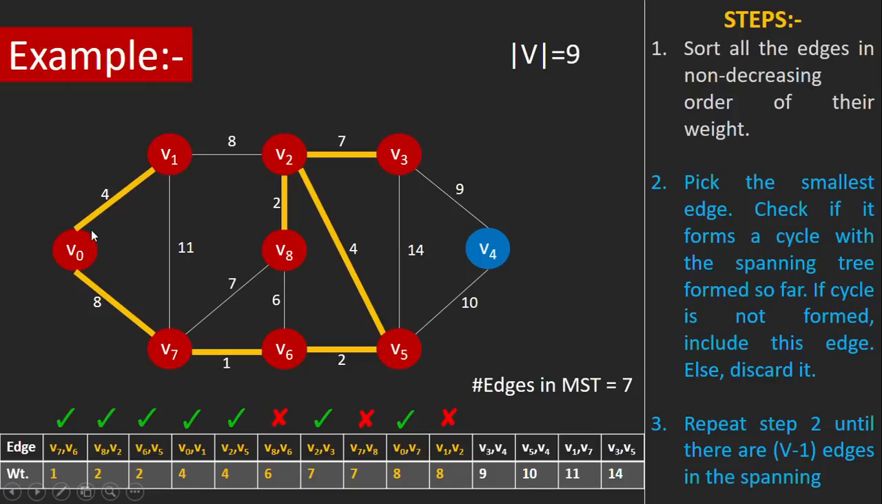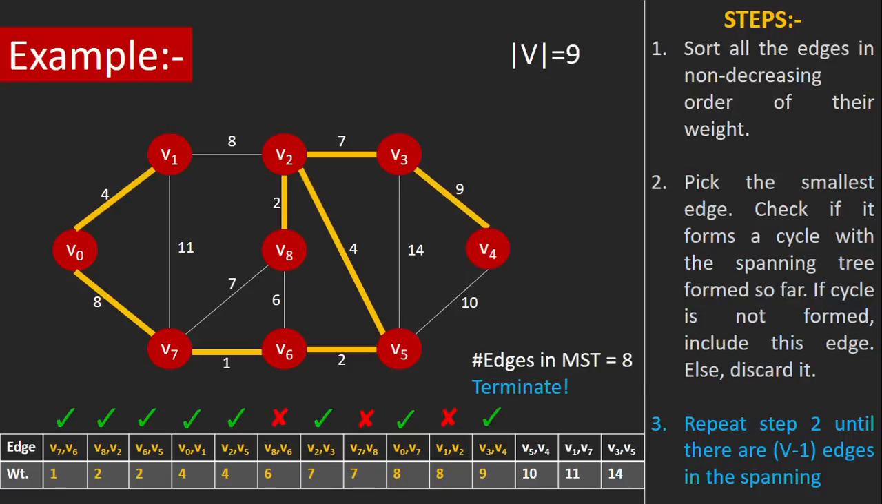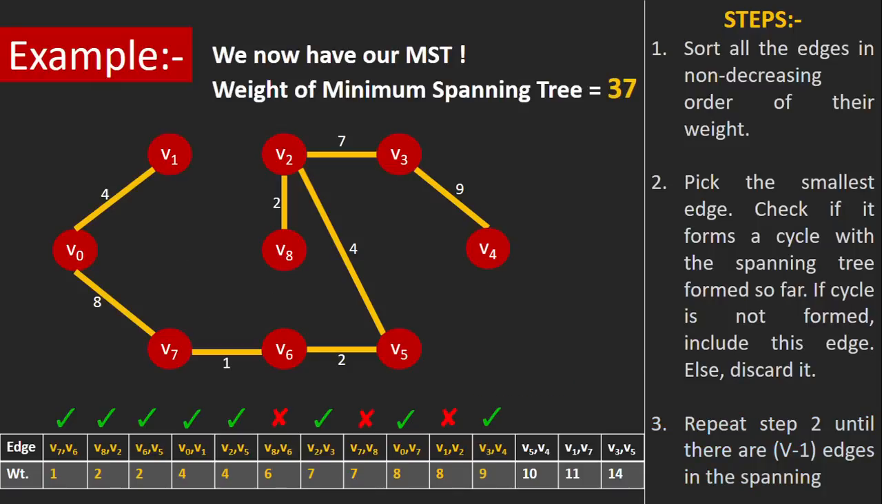Next is V3, V4. Adding V3, V4 doesn't form any cycle. So add this edge to the MST. Note that we have now 8 edges in our minimum spanning tree. So we have reached the terminating condition. Thus, we have successfully obtained the minimum spanning tree of the given graph. We can also calculate the weight of this minimum spanning tree by adding the weight of the individual edges in this tree. We see that they add up to 37.